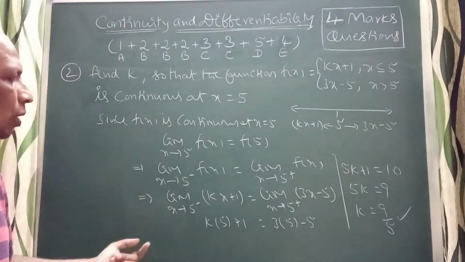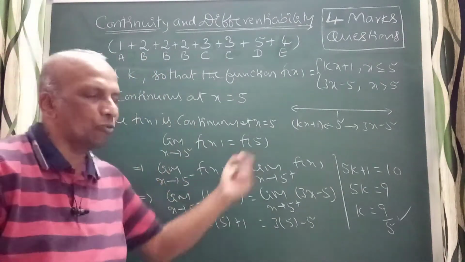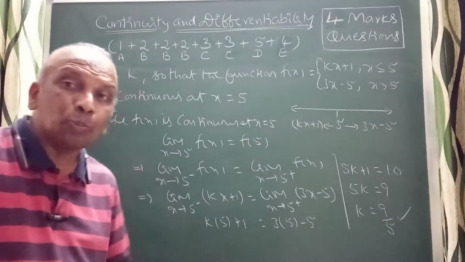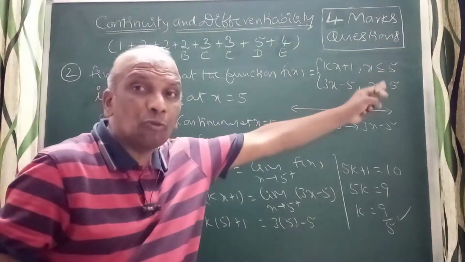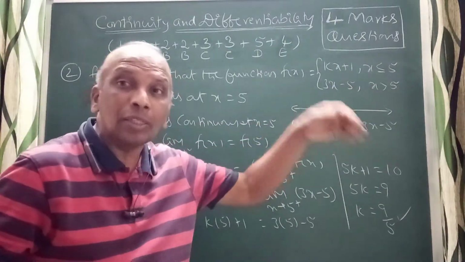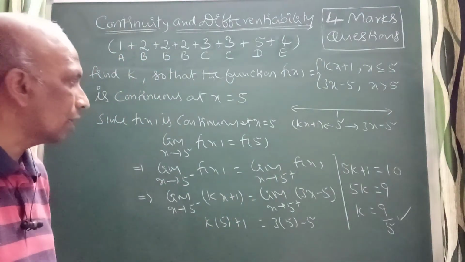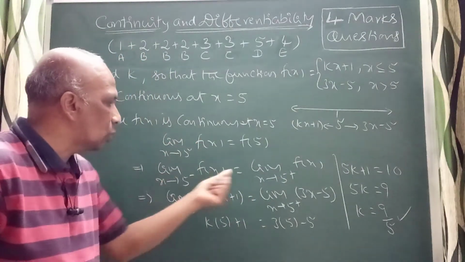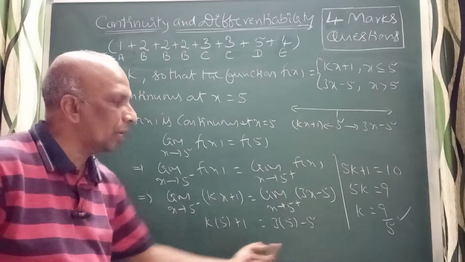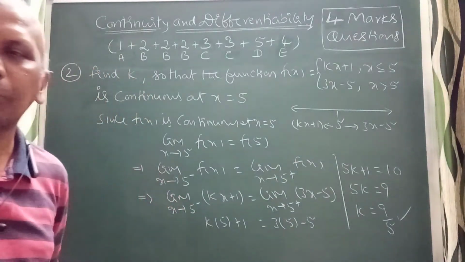Since it is continuous, limit x tends to 5 of f of x equals f of 5. But because they are separating the function at 5, left of 5, right of 5, in that case, think left limit, right limit. Since the limit exists, left limit is equal to right limit, then you simplify and k is equal to 9 by 5.